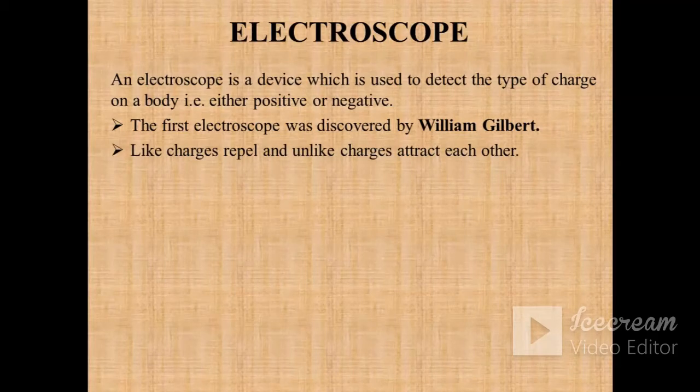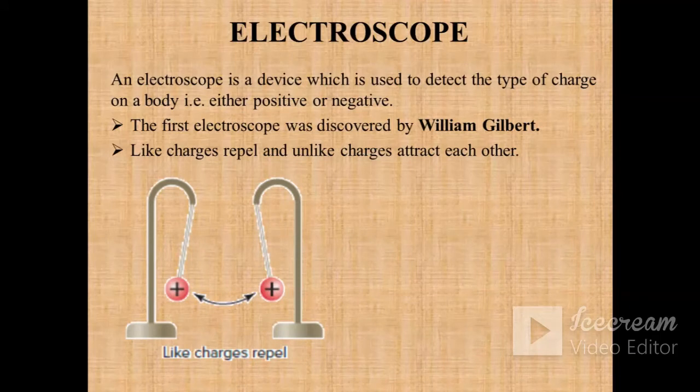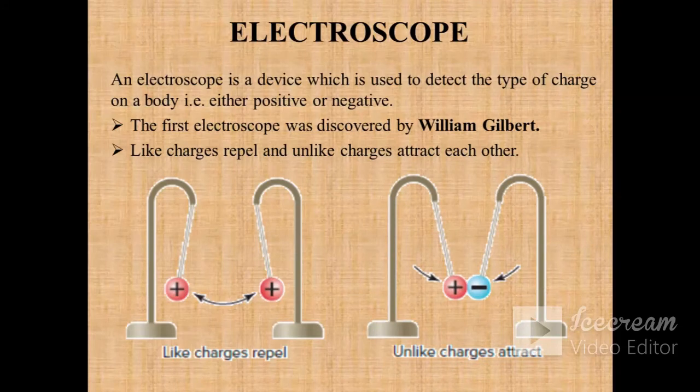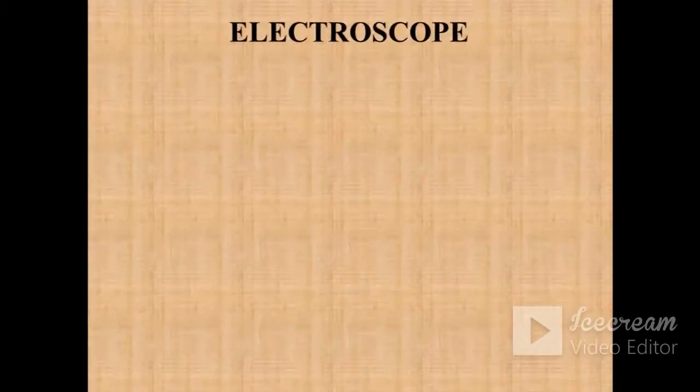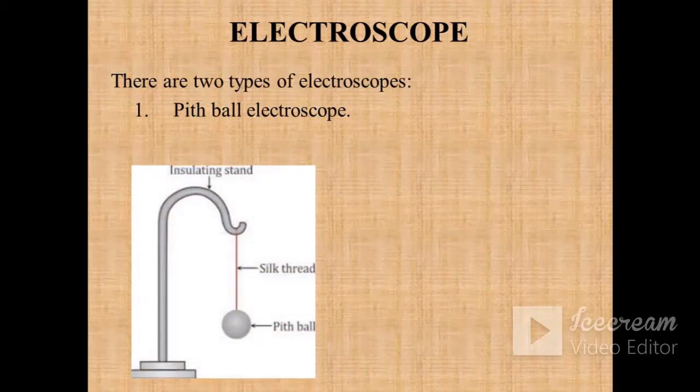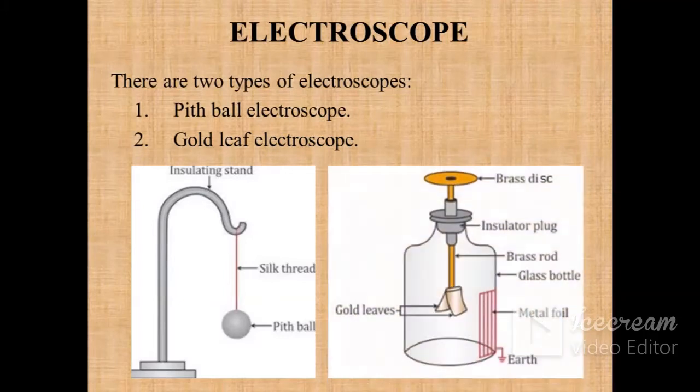Now we already knew that like charges repel and unlike charges attract each other. So whenever two like charges are there, they will repel each other, and if unlike charges are there, they are going to attract each other. There are two types of electroscopes: pith ball electroscope like this, and gold leaf electroscope like this. So we are going to discuss these two electroscopes one by one and how they function.